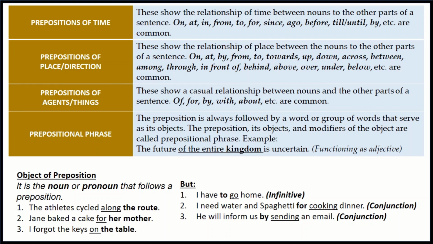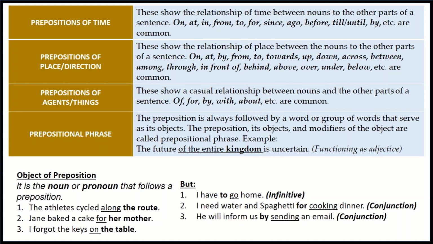Then we have prepositions of agents or things. These actually show the causal relationship between nouns and other parts of the sentence. Common examples are of, for, by, with, about, etc. Again, of, we see that it's also a simple preposition, but at times it can also be a preposition of agent. It depends on the context.